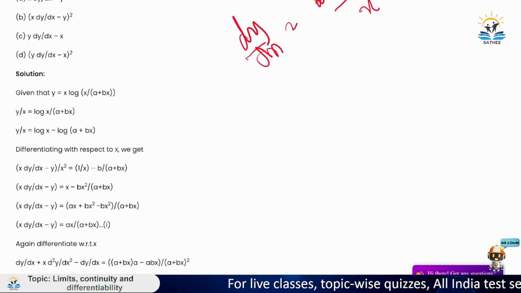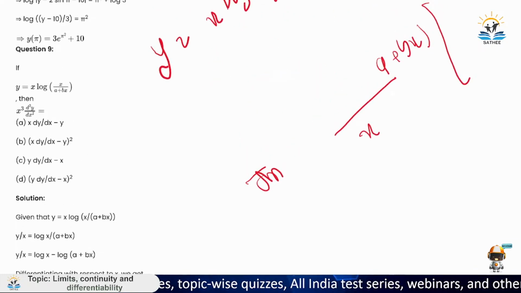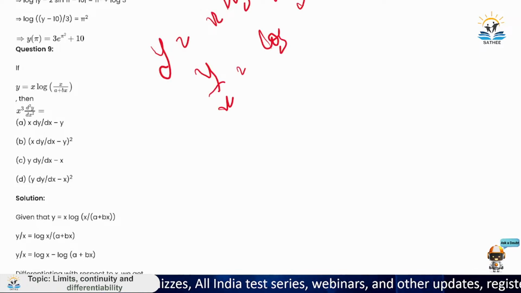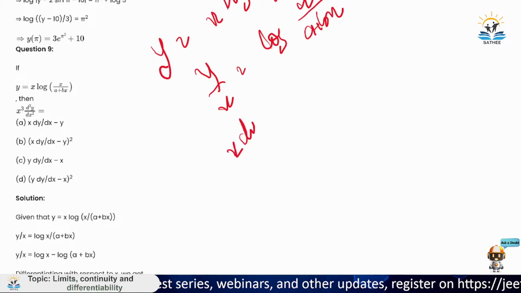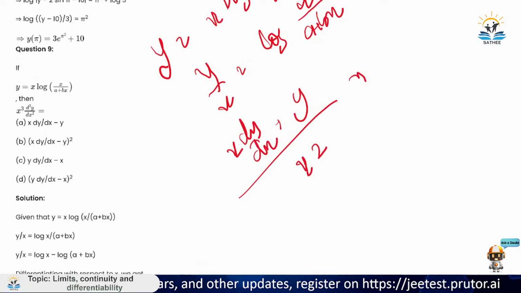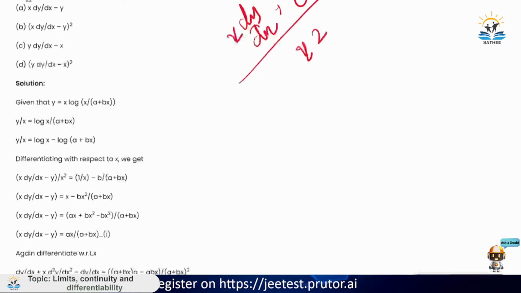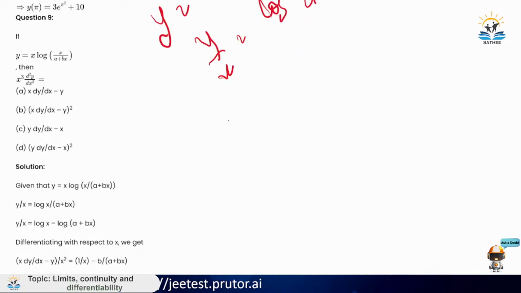Okay, it's going to be lengthy now. Yeah, okay, I got the method. I have to like cheat a bit, but why not? So we get y by x is equal to log of x, a plus bx. So on differentiating, what we get is x dy by dx plus y upon minus x square. And then on differentiation, we get x, a plus bx. Sorry, I'm really messing this up, but it's cool.